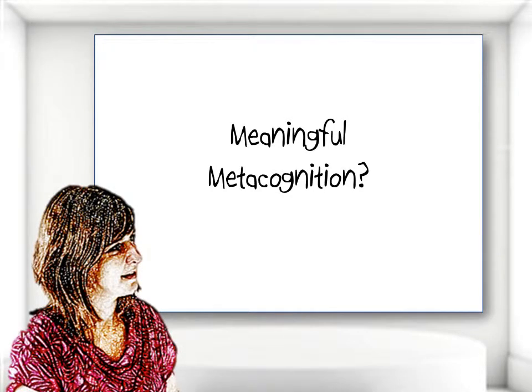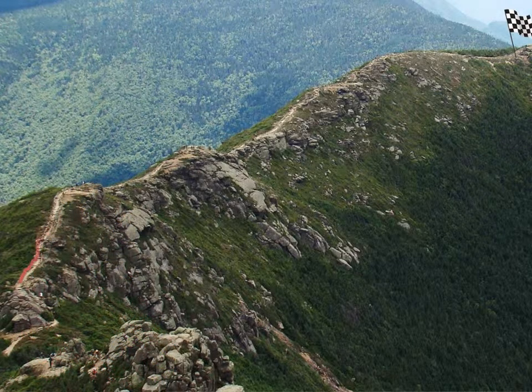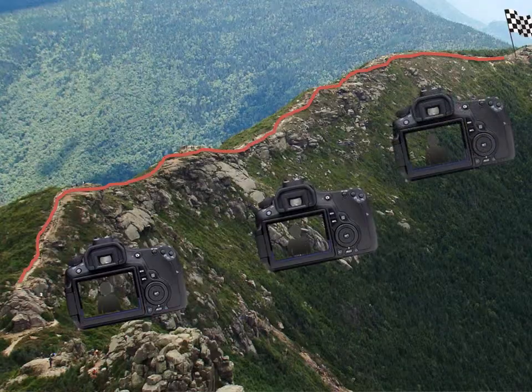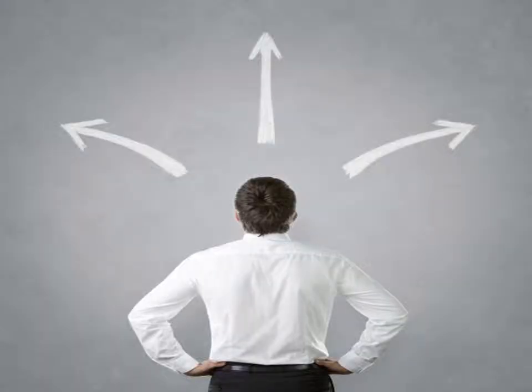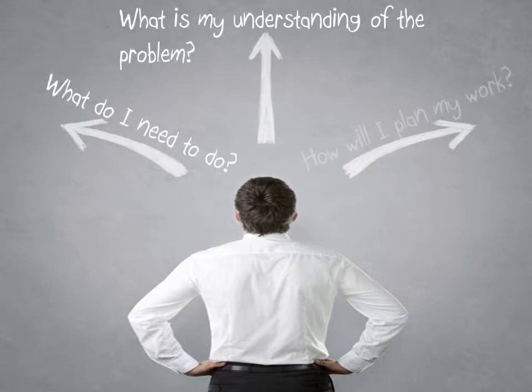If I remember correctly, you mentioned meaningful metacognition earlier on. What did you mean by that? Metacognition is what helps students become aware of how far they've come and how much they've learned. It's almost like taking a before, during, and after picture. For example, before starting the LES, we can question students on what they understand of the problem, what they think they need to do, and how they want to plan their work.